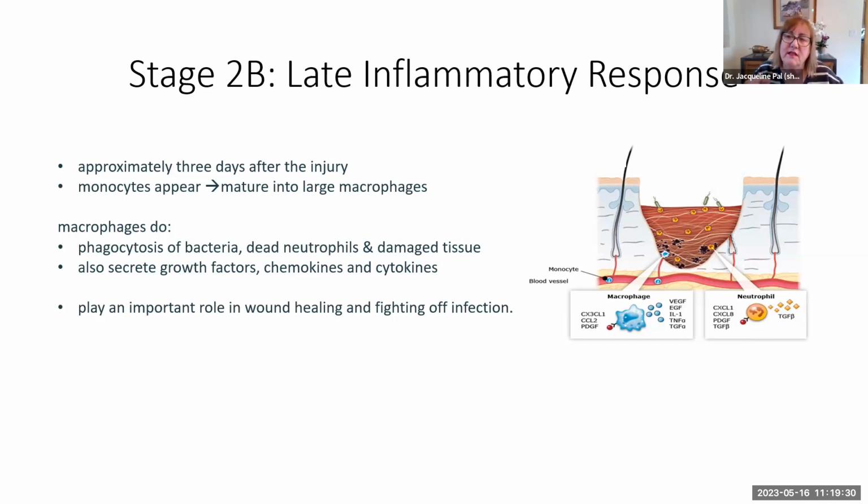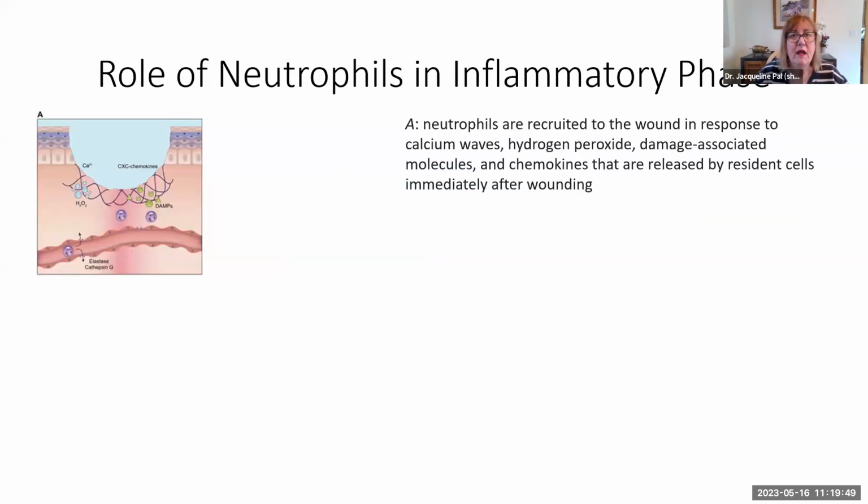And so this is interesting because histologically, we can look at a wound and tell if it's in the early inflammatory stage or a later inflammatory stage just by the fact of, is it 90% neutrophils? Or is it 10% neutrophils or less? So let's talk about the roles of neutrophils in the inflammatory phase. And I've got 4 little pictures here to take you step by step.